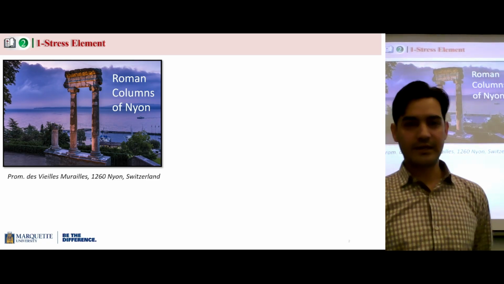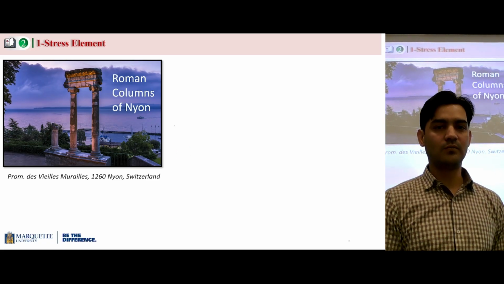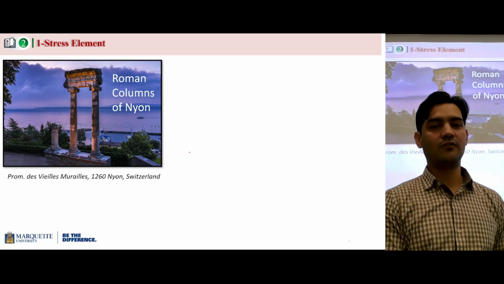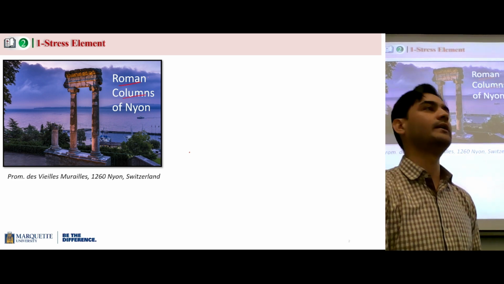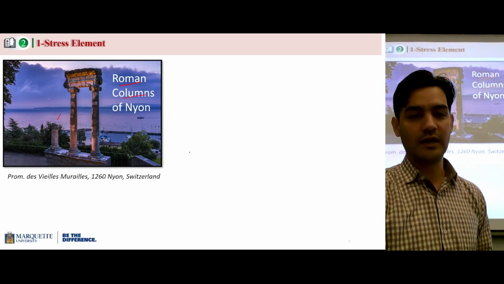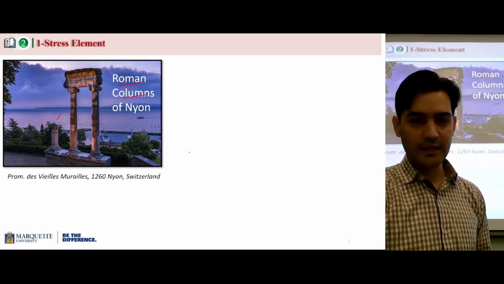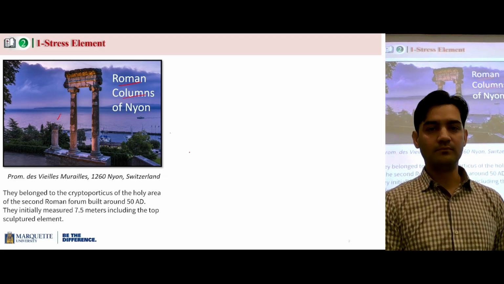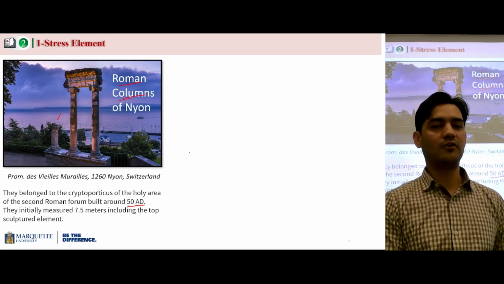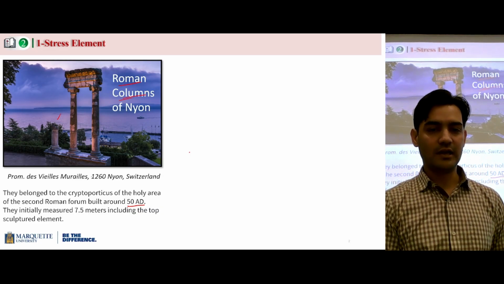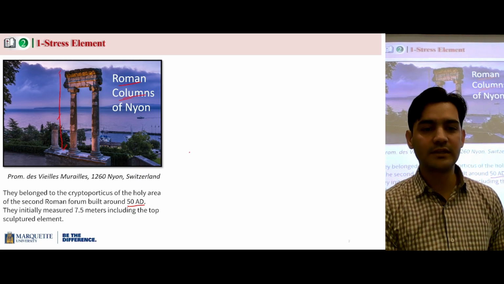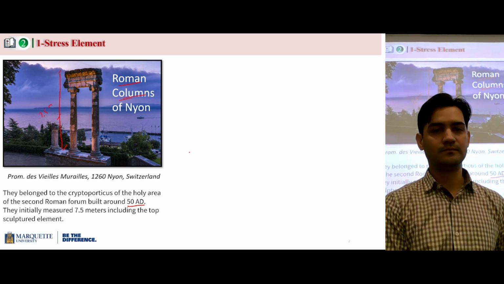In order to explain stress, you also have this picture in the workbook. This is a picture of Roman columns, located in Switzerland, and it's a very nice location. You have Lake Geneva there, and also the Alps mountains. This Roman column was built basically in 50 AD, but part of that structure is still there, and you can see it. The total length of this remaining structure is about 7.5 meters.